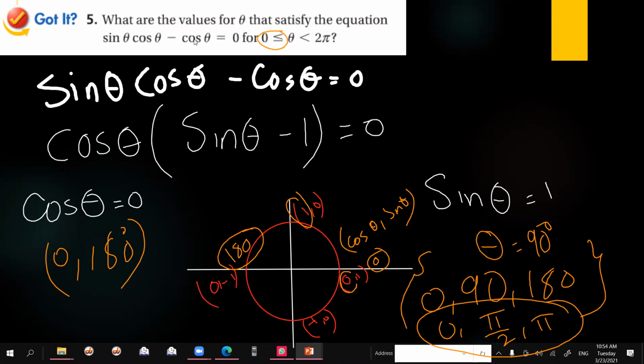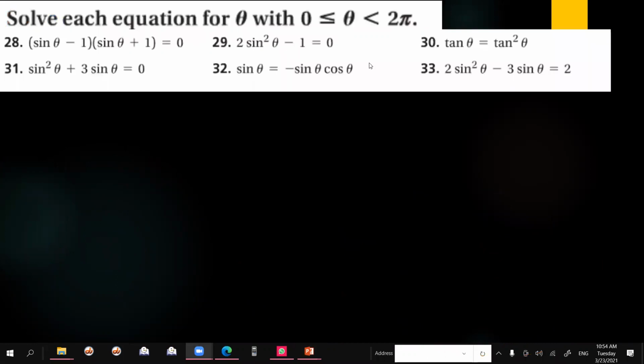Now let's go to these questions here in number 28. The first one: sine of theta minus 1 times sine of theta plus 1 equals 0. Sometimes I can bring it to you like this: sine squared of theta minus 1 equals 0.